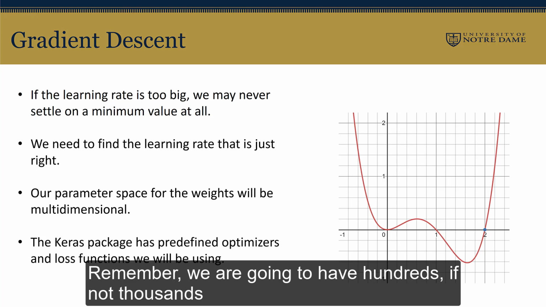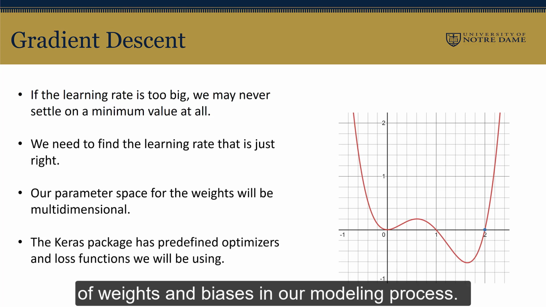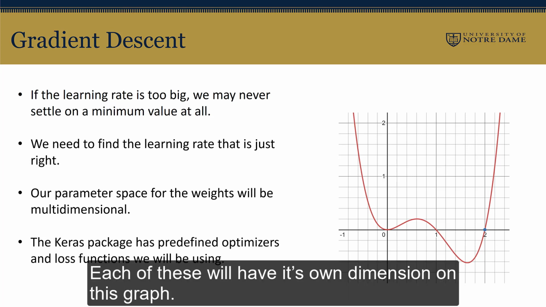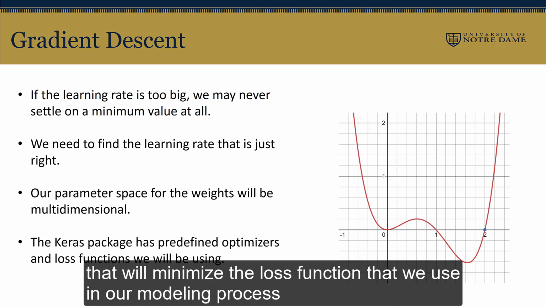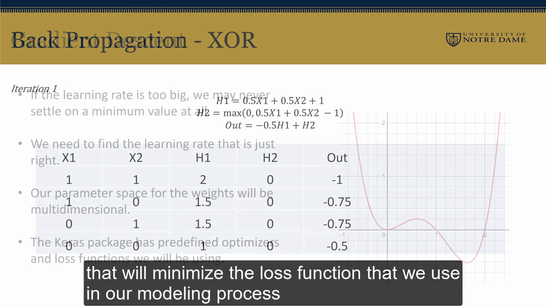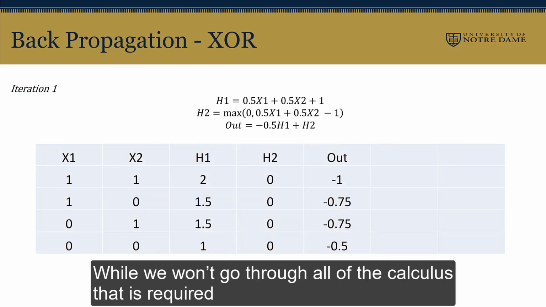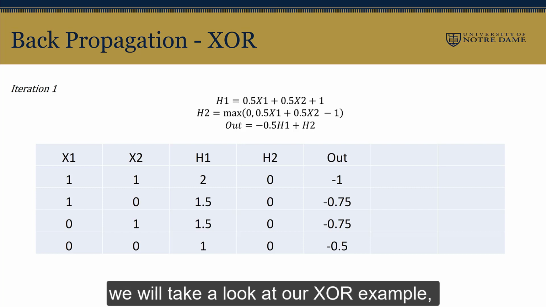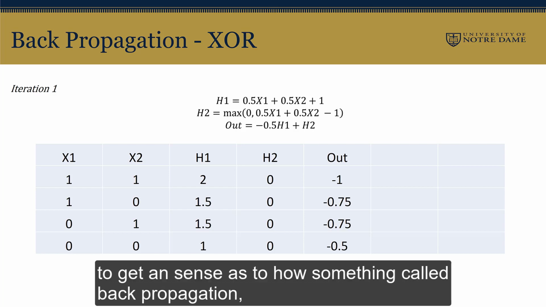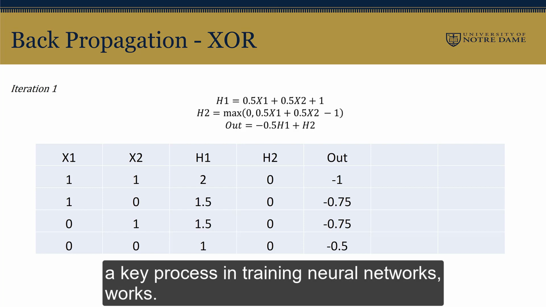Remember, we're going to have hundreds, if not thousands, of weights and biases in our modeling process. Each of these will have its own dimension on the graph. We need to find the optimal combination of those values that will minimize the loss function that we use in our modeling process. While we won't go through all of the calculus that's required to determine next steps in a gradient descent, we will take a look at our XOR example to get a sense as to how something called backpropagation, a key process in training a neural network, works.